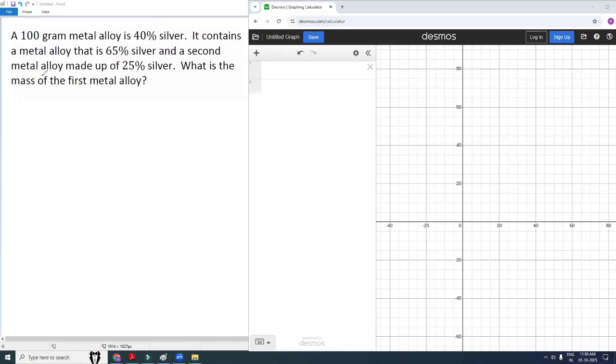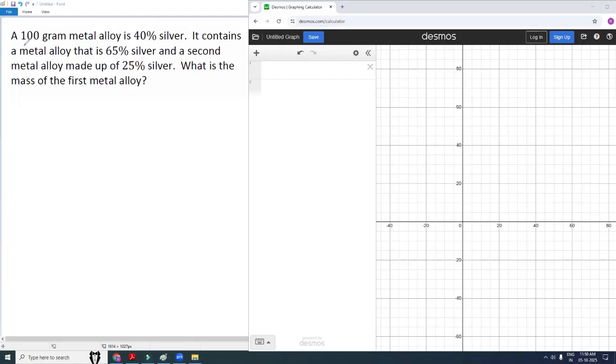Here we have a SAT math problem. Okay, let's go to the question. A 100-gram metal alloy is 40% silver. It contains a metal alloy that is 65% silver, and a second metal alloy is made up of 25% silver. What is the mass of the first metal alloy?